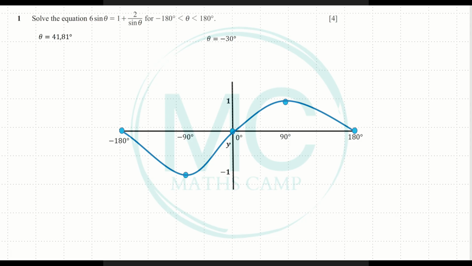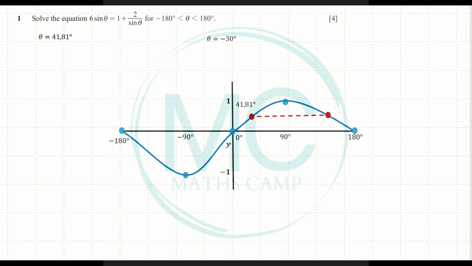Let's start where theta is 41.81 degrees. That should sit around about here. And I'm going to make a note of this up here. All the values of theta that we need to consider have the same y-coordinate. So we can draw a horizontal line through our red dot and see where else it touches the sketch. And we can see that we have another point over here.